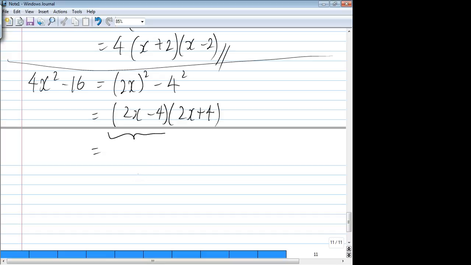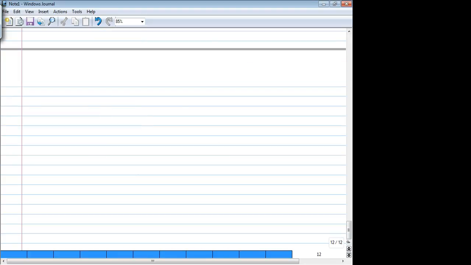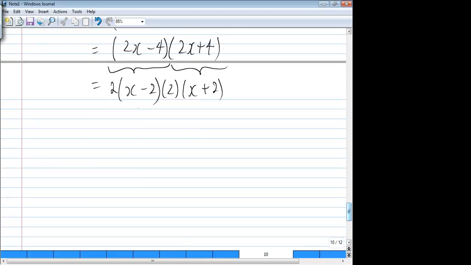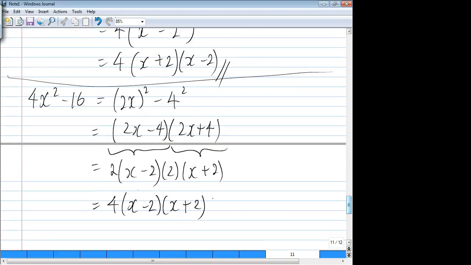Look at the first bracket. You can factorize a 2 out, right? So here we have 2 times x minus 2. Then you look at the second bracket. Again, you can factorize 2 out. 2 times x plus 2. Okay? So this will become 4 times x minus 2, x plus 2. It is the same as our answer previously. Same thing. So I think, Ali, that's what you wanted to ask. Yes, okay.